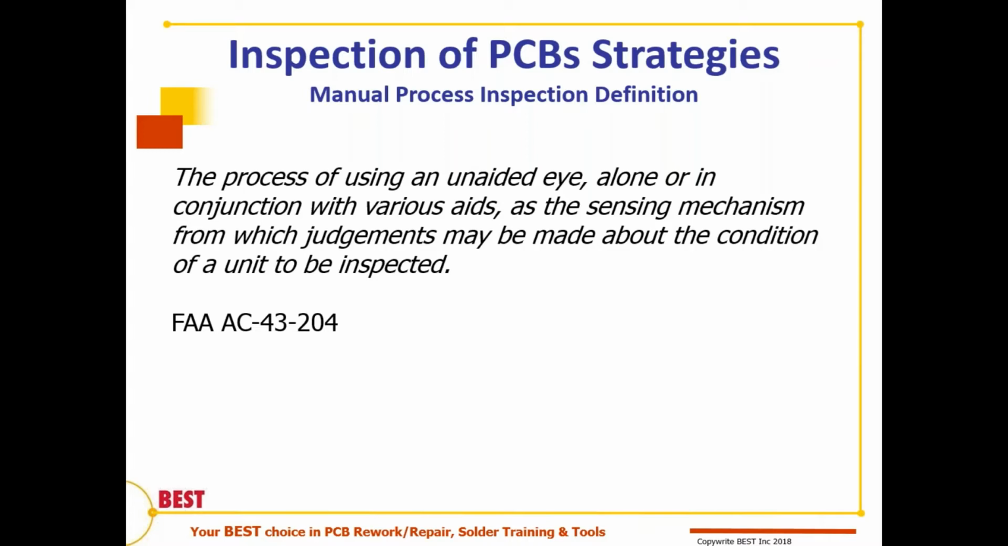So that's level 1. Level 2 is a general inspection, and the general inspection refers to a larger area where we're going to look for potential damage, failures, or irregularities.